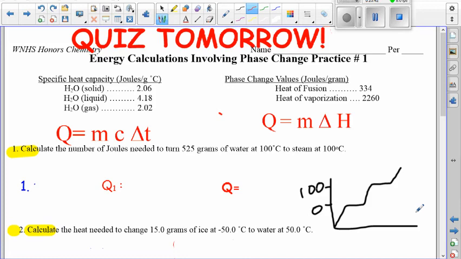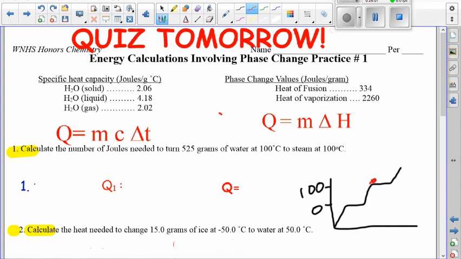Okay, so where am I starting here? Mr. Williams, can you tell me where on this graph I'm starting? It says I have 525 grams of water at 100 degrees Celsius. So where would I be starting here? At 100 degrees. 100 degrees, okay. So somewhere on this line here. But where exactly on this line? Should I start on the left, on the right, in the middle?